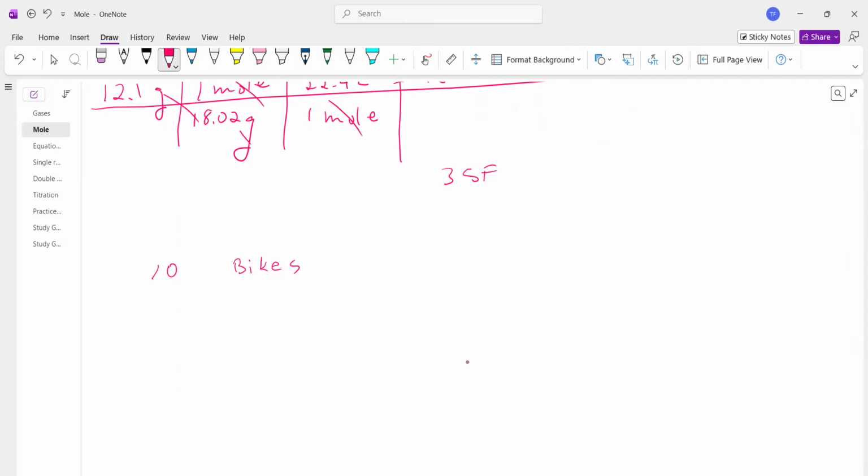Yeah, we need a conversion factor, don't we? So 10 bikes is given. Trying to calculate number of wheels. The conversion factor is 2 wheels per bike. And that's why we multiply, because the bikes have got to cancel. Now, all of you did that in your head, I know. Let's do chemistry with that same process.